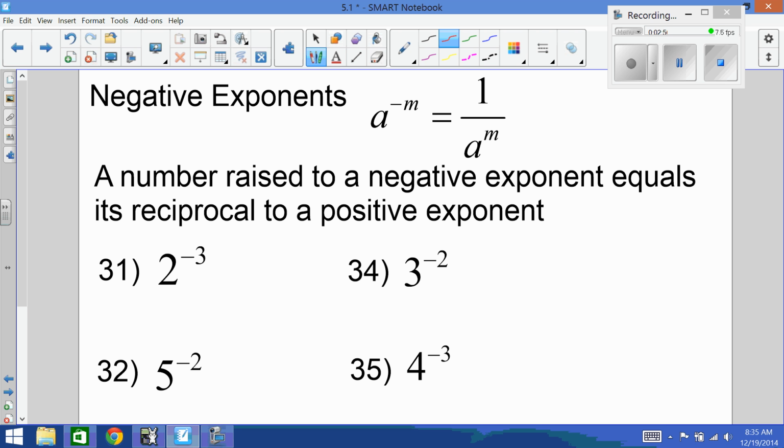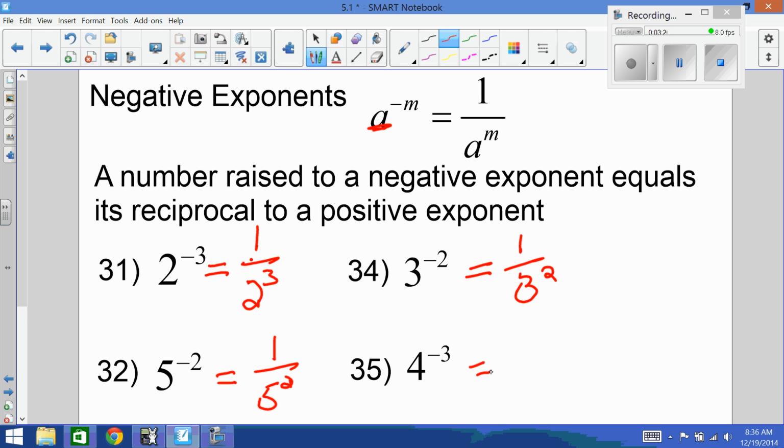All right. So that leads us to negative exponents. So you have a negative exponent. In other words, a negative exponent, wherever the base is, if it's in the numerator, it goes to the denominator. If it's in the denominator, it goes to the numerator. All right. So let's look at these examples. So this becomes 1 over 2 cubed. 3 to the negative 2 becomes 1 over 5 squared. 3 to the negative 4 is 1 over 3 squared. 4 to the negative 3rd is 1 over 4 cubed.